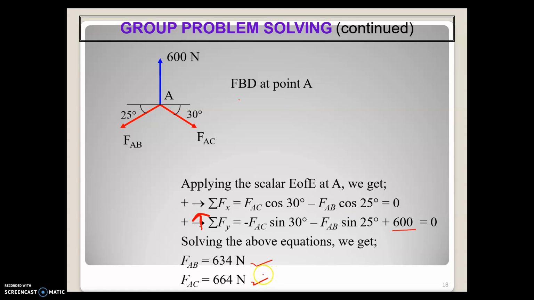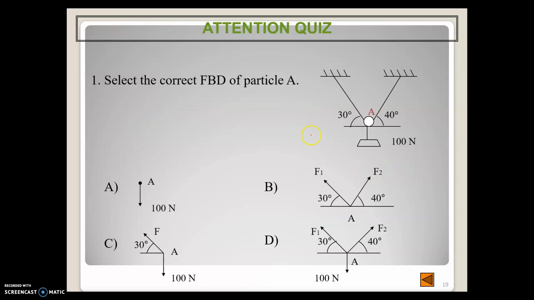Simple, right? It takes some time for you to work through it. So the attention quiz here: select the correct FBD for particle A, which is A, B, C, or D. So you have this weight given 100 Newton. You are given the force. So you have D, correct? The FBD for particle A, given 100 Newton.